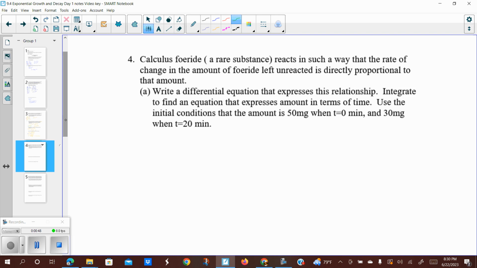Write a differential equation that expresses this relationship. Integrate to find an equation that expresses the amount in terms of time. Use the initial conditions that the amount is 50 milligrams when t equals 0 minutes and 30 milligrams when t equals 20 minutes.